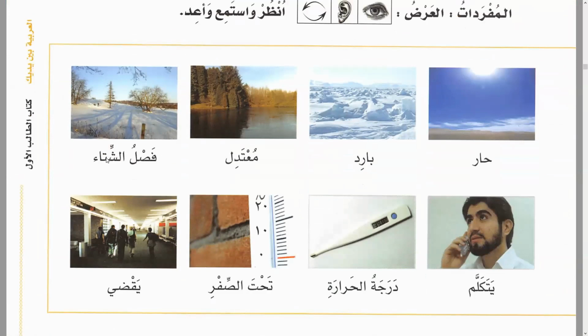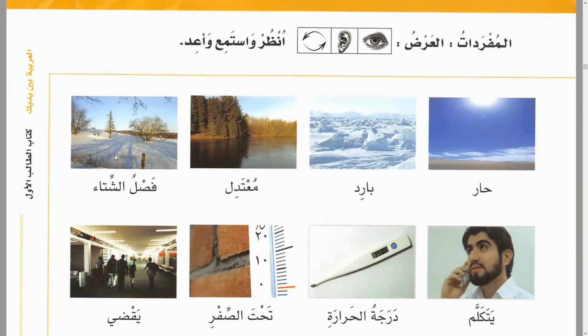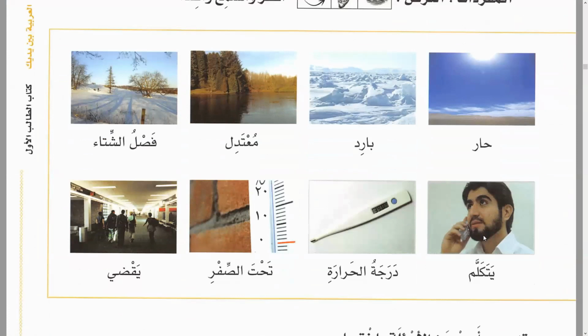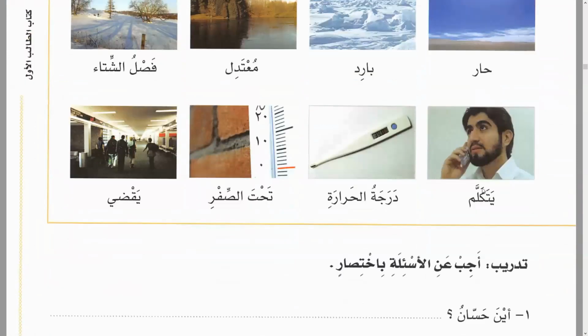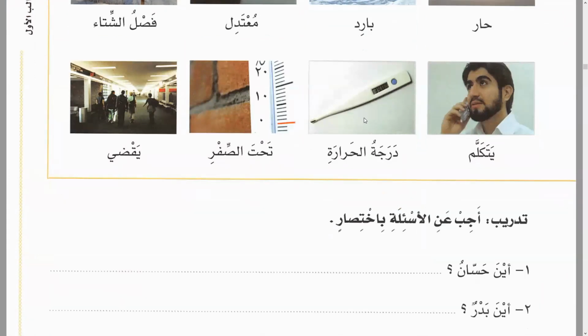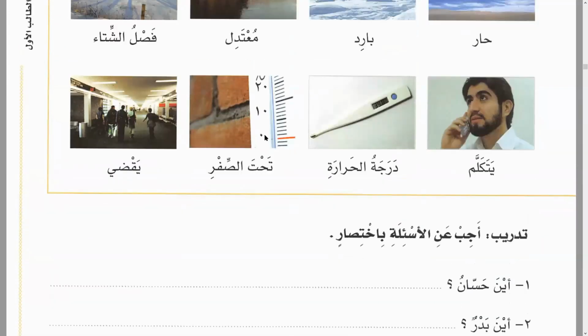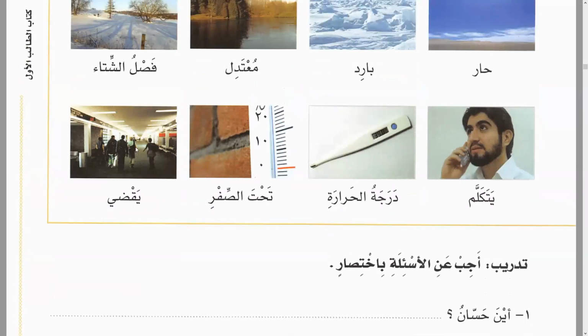Rihlat al-shita'i, the winter season. Faslu shita, the traveling of winter travels. Was-sayf. Yatakallam, he speaks. Atakallam, I speak. Darajatul harara, the temperature. Tahta sifri, below zero. So where's zero? Below zero. Tahta sifri. Yaqdi, he spends. He spends. Not the money spending. He spending days. Qada yaqdi, spending time.